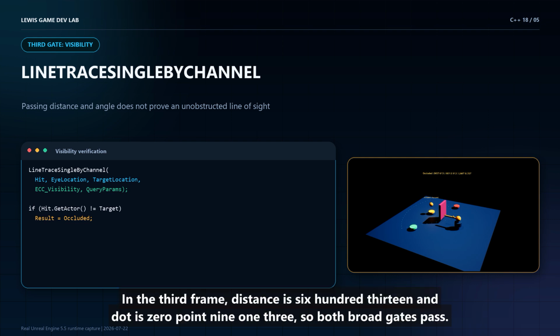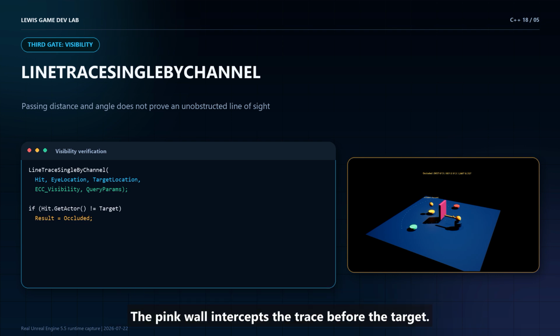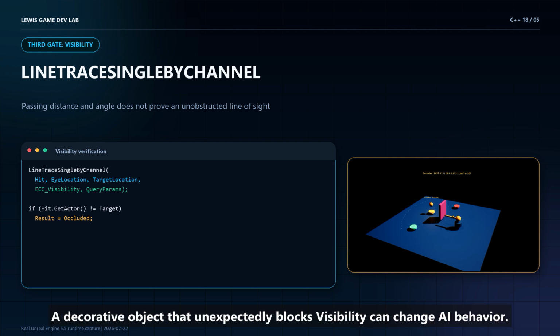In the third frame, distance is 613 and dot is 0.913, so both broad gates pass. The pink wall intercepts the trace before the target. Collision responses therefore belong to the detection contract. A decorative object that unexpectedly blocks visibility can change AI behavior.